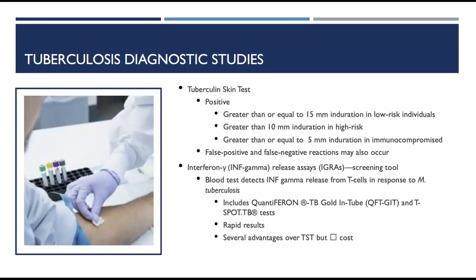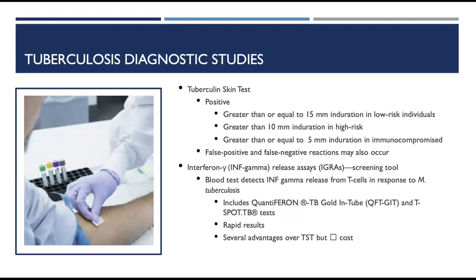So there are a couple different tuberculin diagnostic tests. The one that you're probably the most familiar with is the tuberculin skin test, also known as the Mantoux. We inject 0.1 milliliters into the ventral forearm, as you can see in that picture. And then it's also considered a 2-step test, meaning that we inject it and then we have to assess it 48 to 72 hours afterwards.